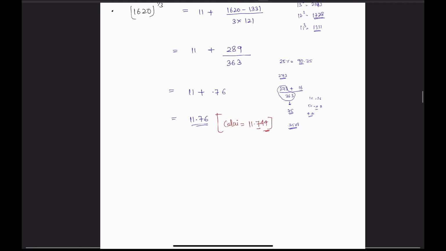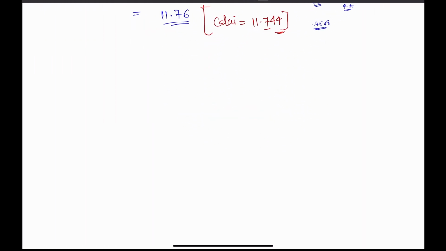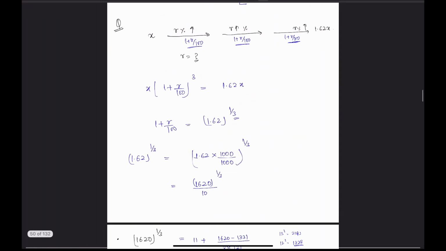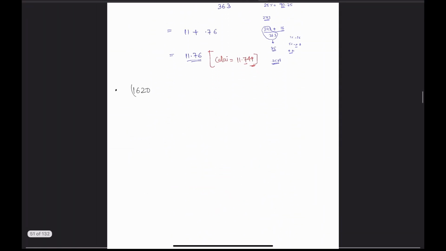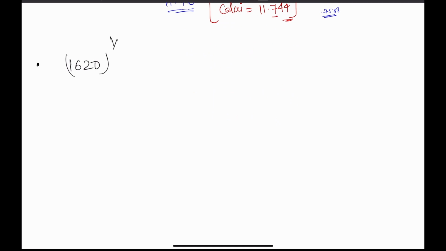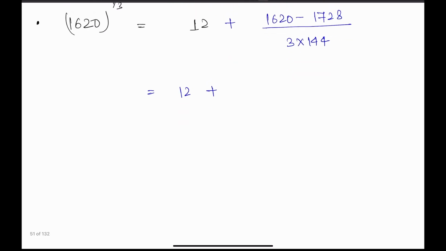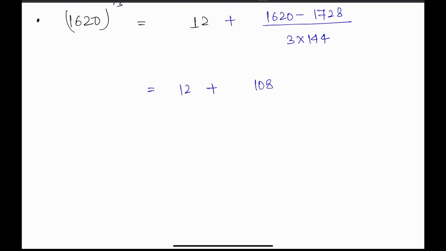Let's try to solve the same question with the help of 12. We haven't completed this question, but yeah, this question is still left. Okay, this is not completed, we will complete it, but let's try to solve this same question with the help of 12. So 12 plus (1620 minus 1728) by 3 into 144, it will be 12 plus 108 by 3 into 144.